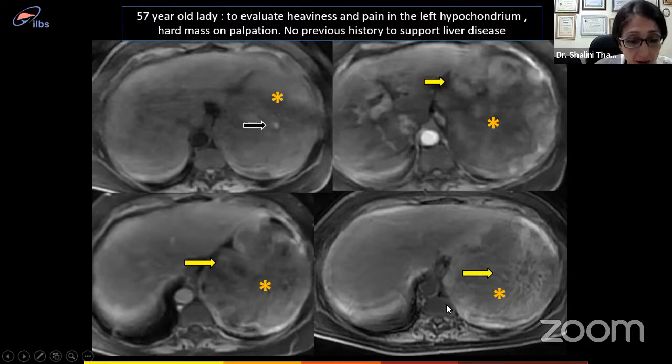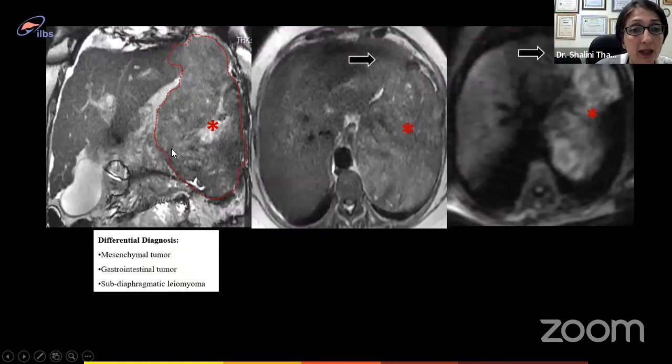And here are the other T2-weighted images to delineate the lesion better. And there is this large lesion taking over the entire left upper and mid abdomen and seems to have an infiltrating plane with the left lobe of the liver, from which it is literally hanging out like a huge fruit from a tree. So this is a large mass lesion. We had it biopsied right away, and we gave a differential of a mesenchymal or a gastrointestinal tumor or a subdiaphragmatic leiomyoma because this looked like a large mesenchymal tumor.